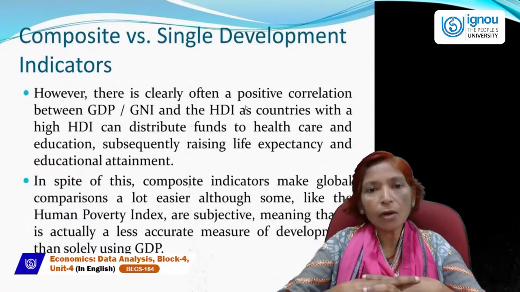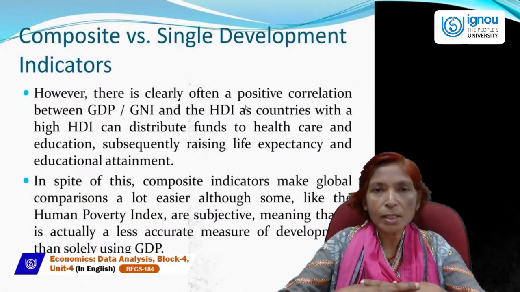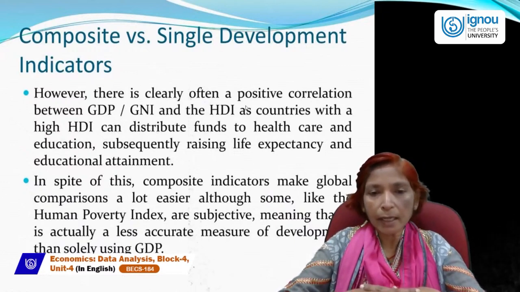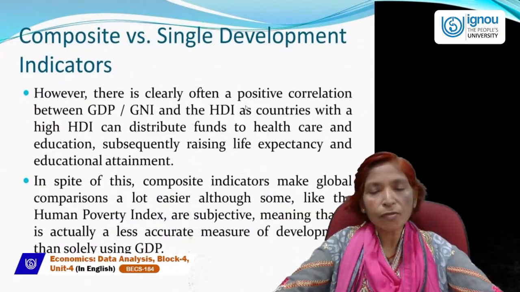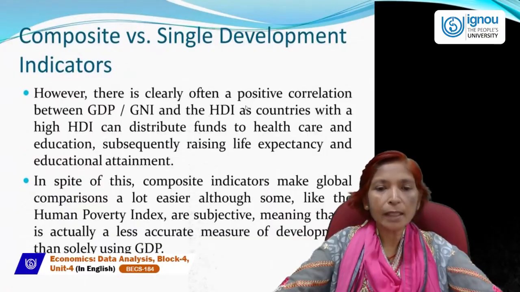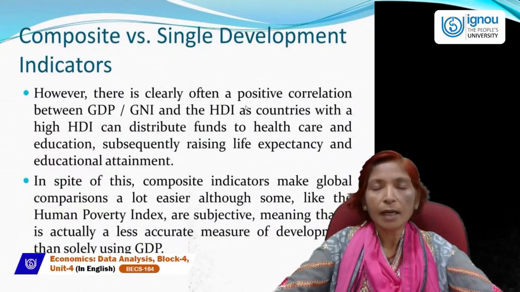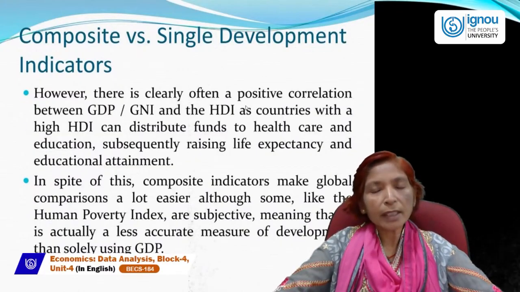However, there is often a clear positive correlation between GDP, GNI and HDI. GDP is gross domestic product, GNI is gross national income, and HDI is the human development index, as countries with a high HDI can distribute funds to healthcare and education, subsequently raising life expectancy and educational attainment. In spite of this, composite indicators make global comparison.